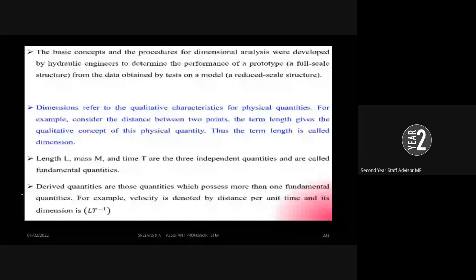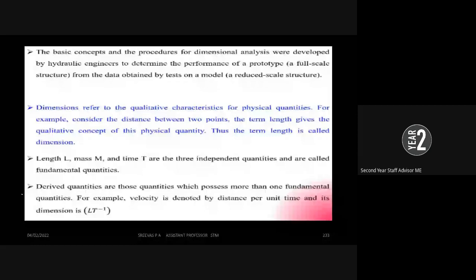So dimensions refer to the qualitative characteristics of physical quantities. That means dimensions are qualitative in nature. If you consider length, that is qualitative, but the length unit, that is 1 meter, is quantitative.